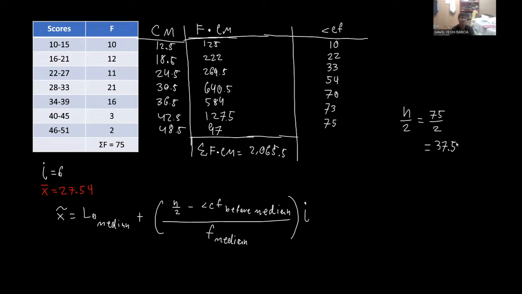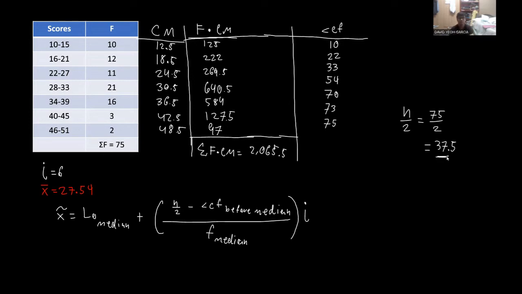Now the next step is that we're going to locate the median class. So how are we going to locate the median class? First thing is that we have 37.5. And now we have the column for less than cumulative frequency. So now we're going to pick two consecutive cumulative frequencies wherein this value is located in between them. If ever, you're going to make an interval. Again, we're going to locate two consecutive cumulative frequencies wherein this value is located in between them.